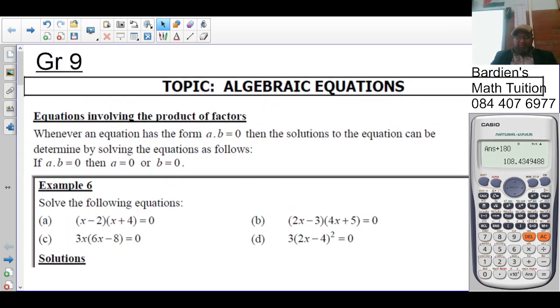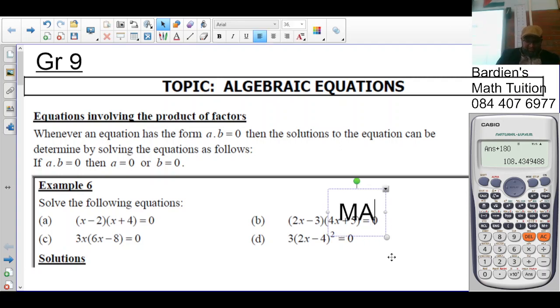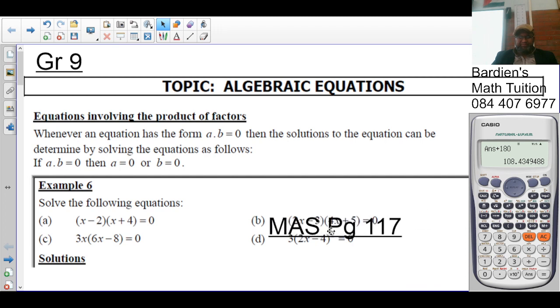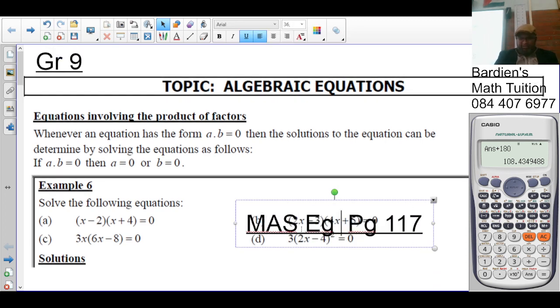This is from the Mind Action series. It's an extract from that because the textbook we're using does not cover this section of work. So I'm going to put in Mind Action series. It's on page 117. The Mind Action series, page 117. We'll look at the examples first. Example 6.